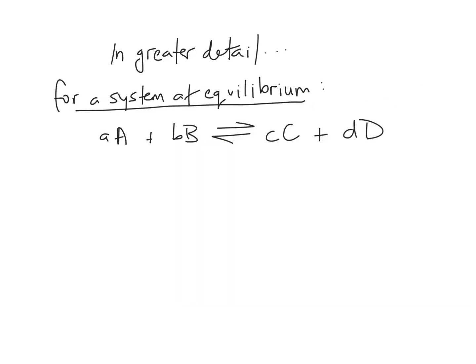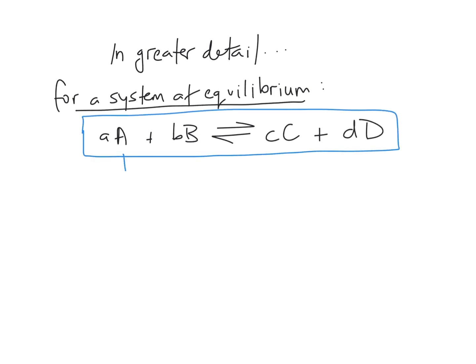Okay, so if we look in greater detail for a model system at equilibrium, so let's look at this sort of make-believe system at equilibrium here. We would have reagent capital A, and then its stoichiometric coefficient would be little a, and so on. Reagent B, stoichiometric coefficient little b, and then product C, stoichiometric coefficient little c, product D, coefficient little d.